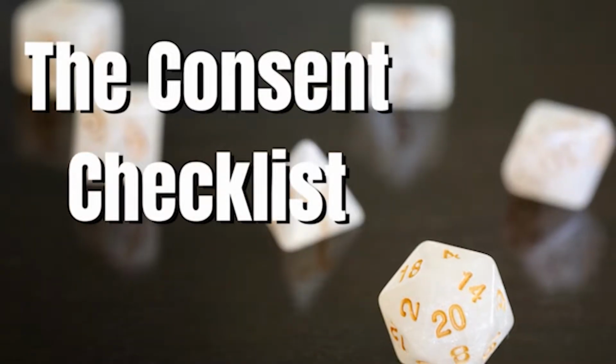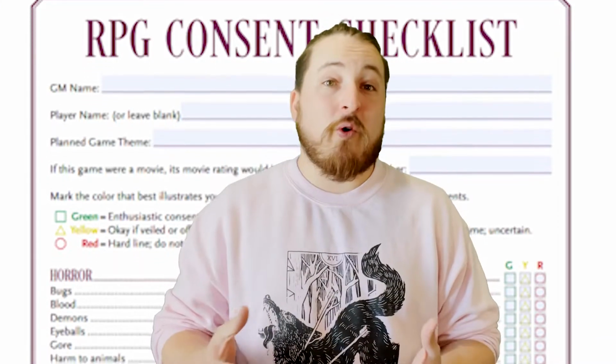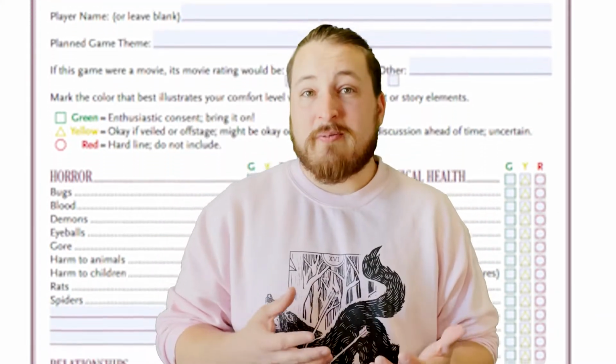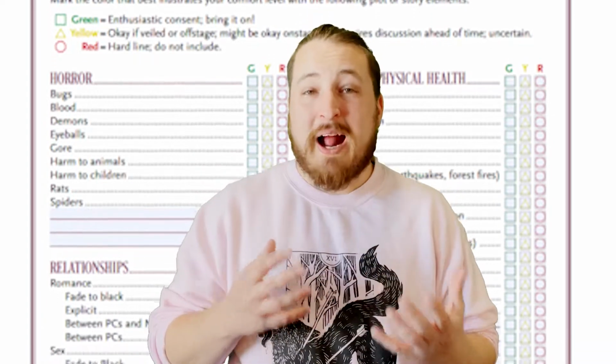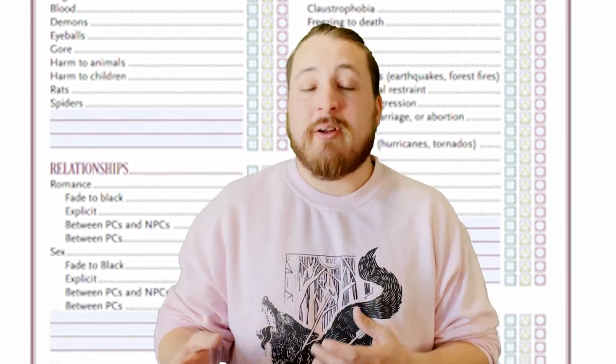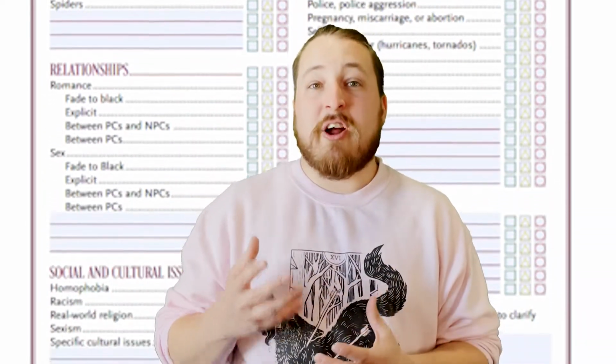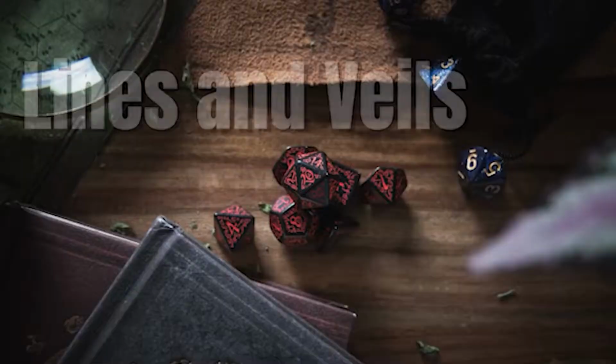The consent checklist, or the consent form. This form allows the players to express their comfort with potentially triggering themes or actions that may arise in the campaign without the social pressure of being at the table. I will include a link to the form that I use, and I believe it's a kind of universal form, in the description below for you to check out and implement in your games.